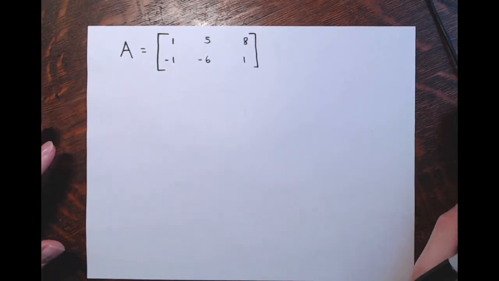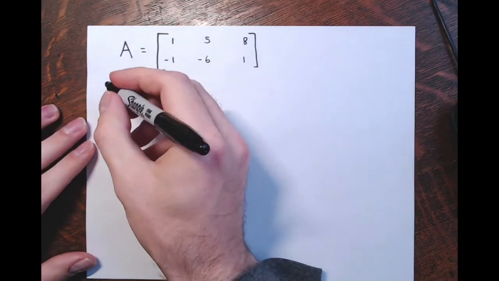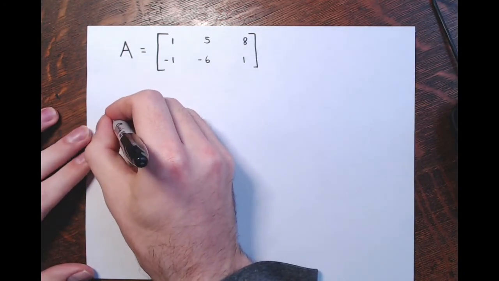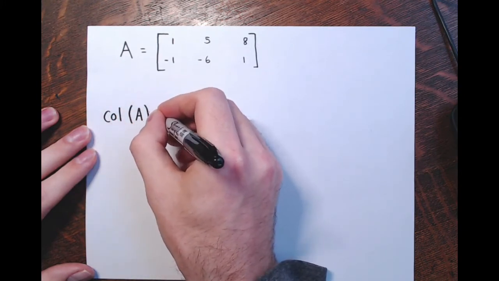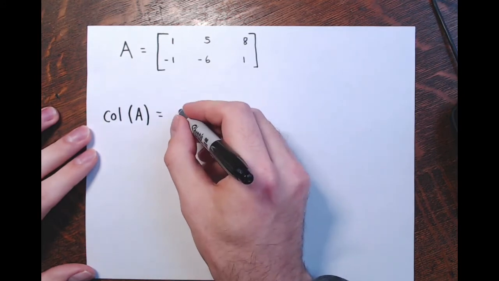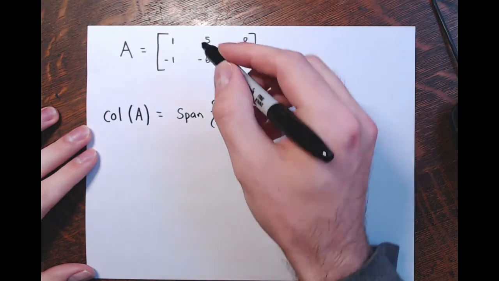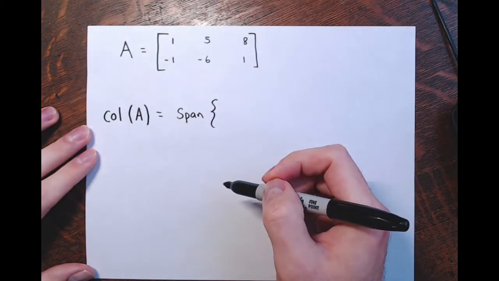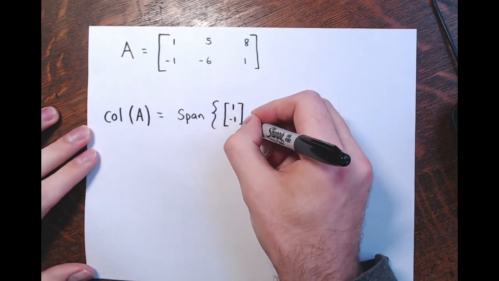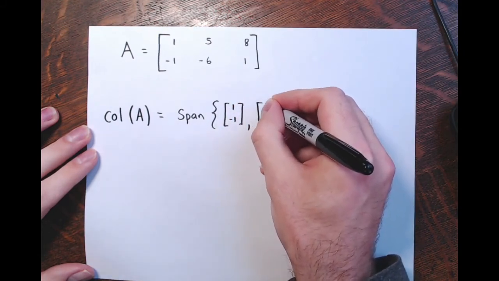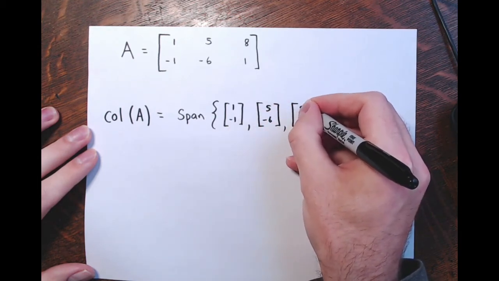All right, so you're seeing the matrix A here that was in that activity. When they're asking for, hey, what's the column space of A, this Col of A? Well, the column space of A is simply the span of the set of the column vectors of matrix A. So the vector (1, -1), the vector (5, -6), and the vector (8, 1).